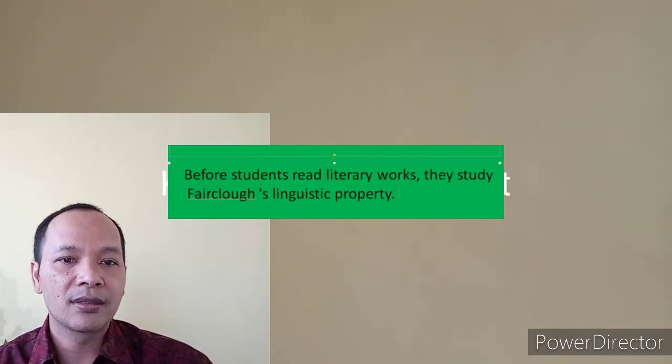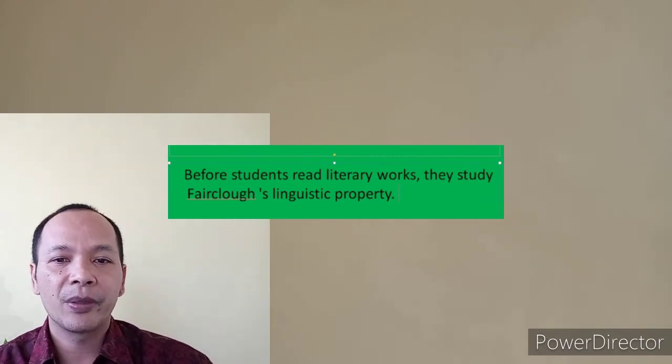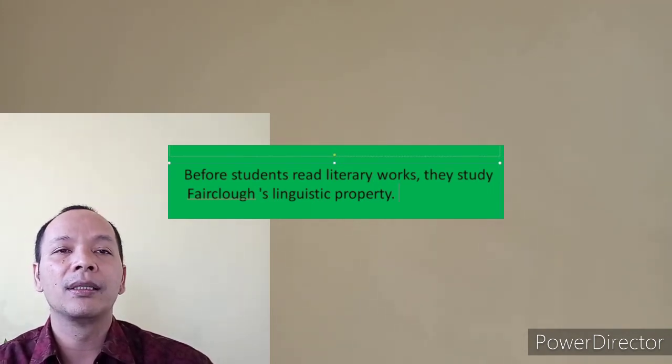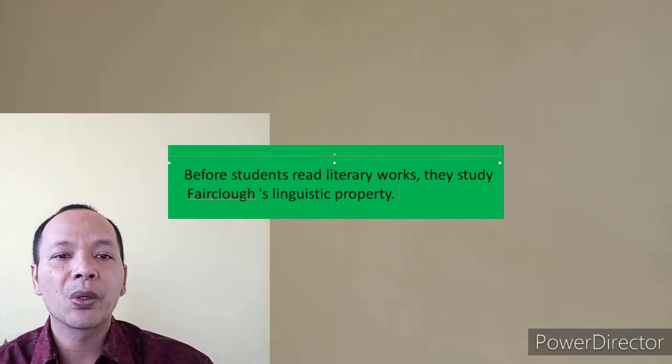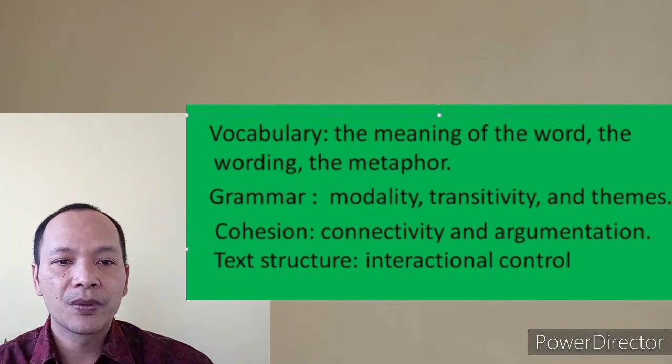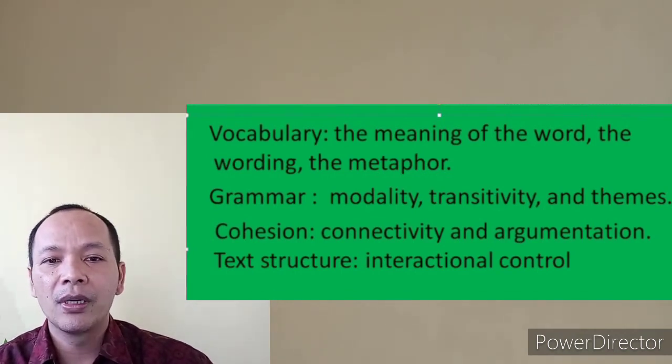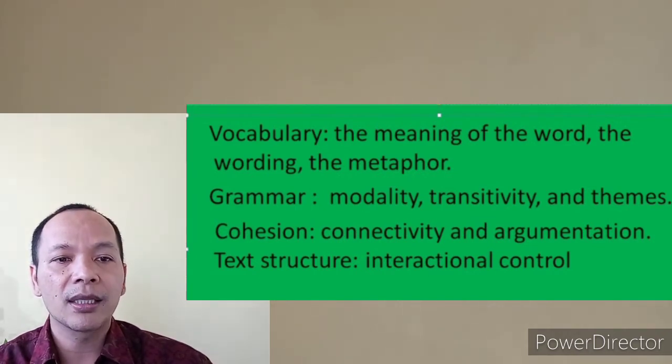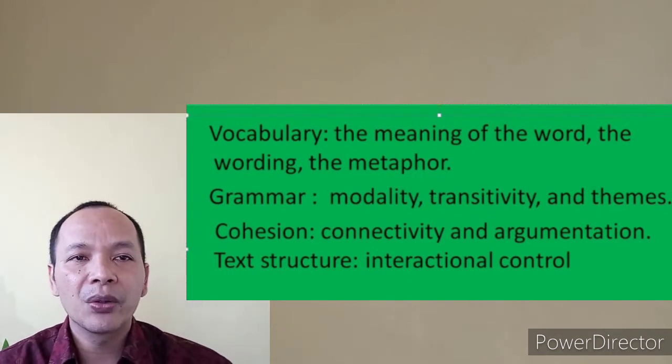Before students read literary works, they study Fairclough linguistic property. They must grasp this theory in such a way that they can define, interpret, and explain the abuse of power in literary discourse. This process is related to Fairclough discourse dimension and discourse analysis, namely socio-cultural practice, discourse practice, and text. In analyzing the text, Fairclough constructed a grouping of analysis scales, including vocabulary, grammar, cohesion, and text structure. Vocabulary involves the meaning of the word, the wording, the metaphor. Grammar includes modality, transitivity, and tone. Cohesion includes connectivity and argumentation. Text structure includes instructional control.